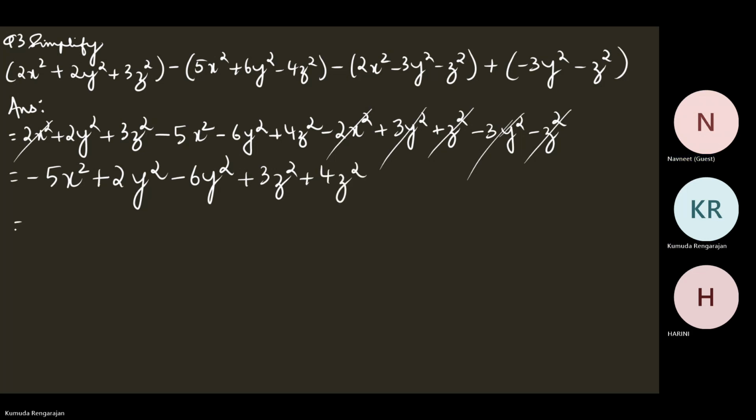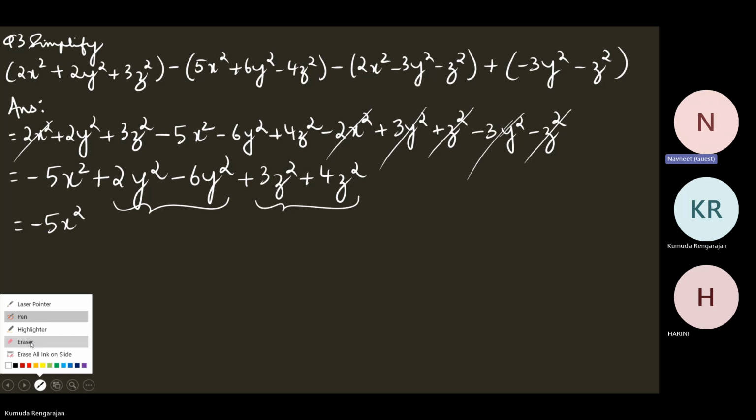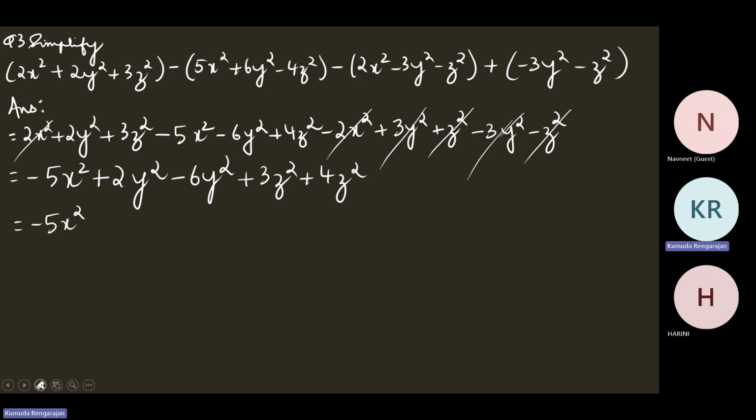Very good. So this x square term is alone. There's nothing to be simplified. So that comes as it is, minus 5x square. Now there are two y square terms, so you can simplify them. And there are two z square terms. You can simplify them. Ma'am, minus 4y square. Okay, Harini, what's the last one? Ma'am, plus 8z square. Not 8. Sorry, ma'am, 7. Okay, very good.